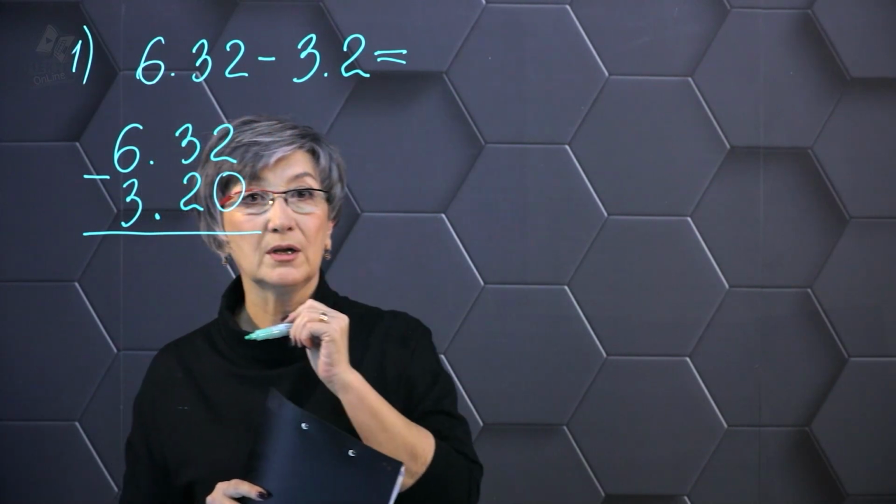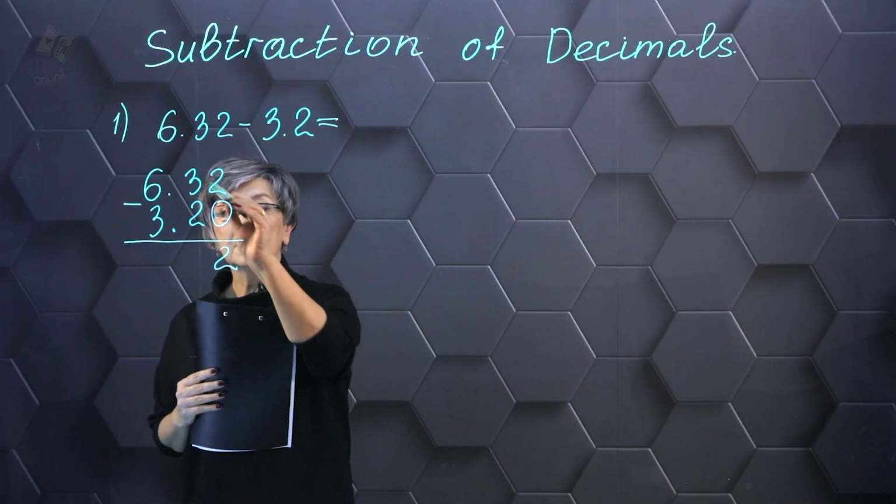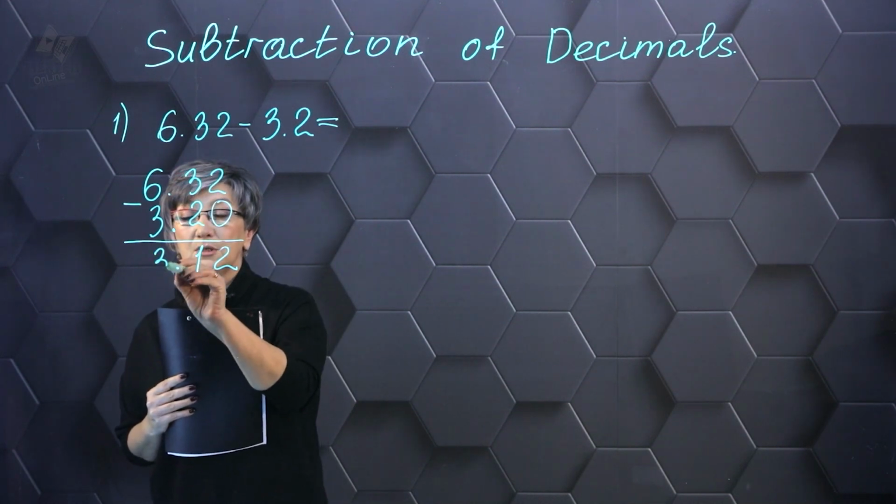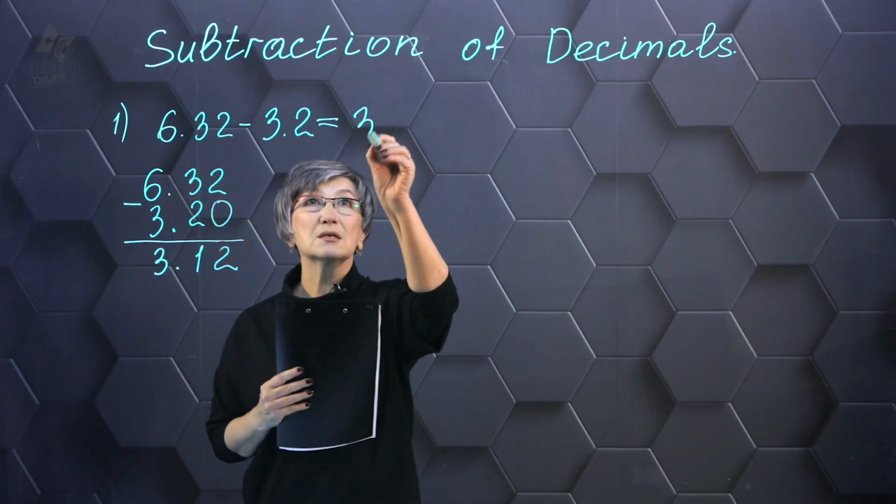I write 0. 2 minus 0 is 2. 3 minus 2 is 1. 6 minus 3 is 3. The result is 3.12 hundredths.